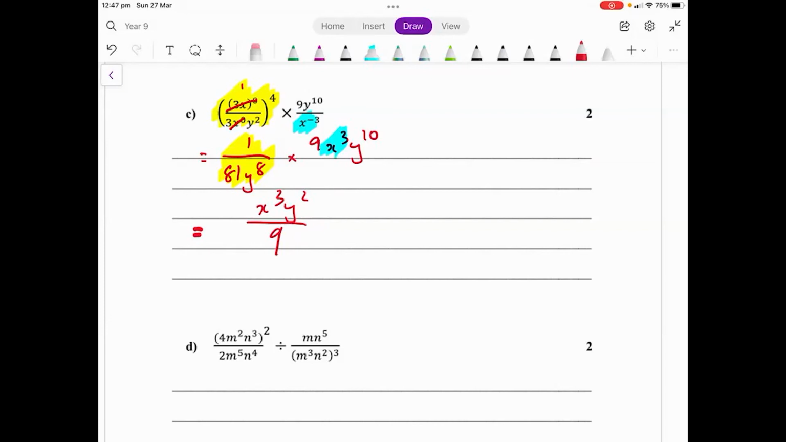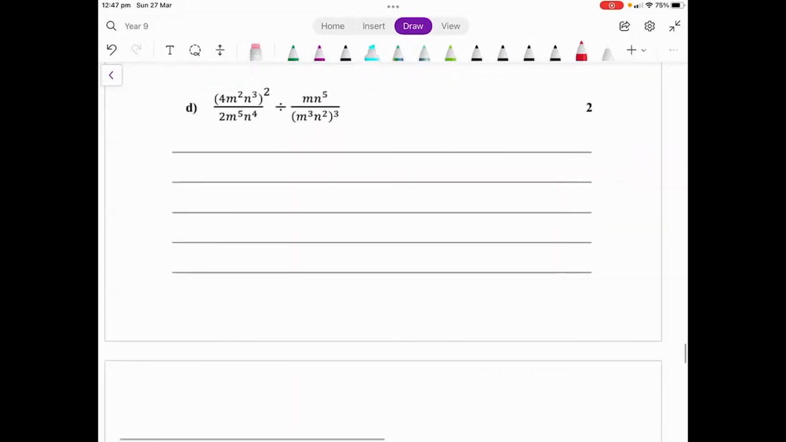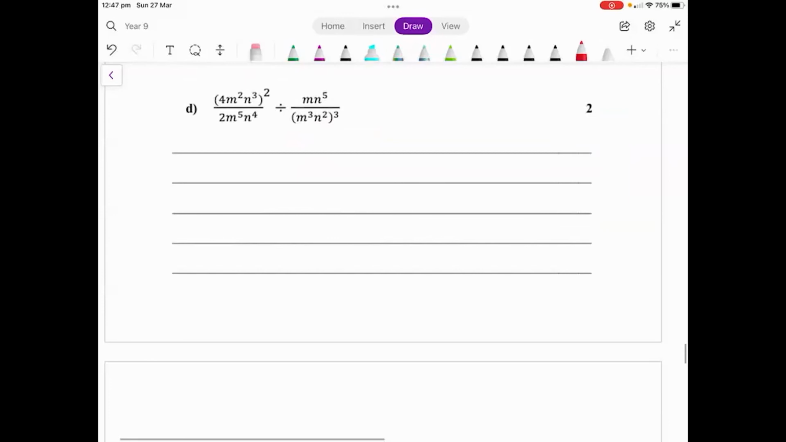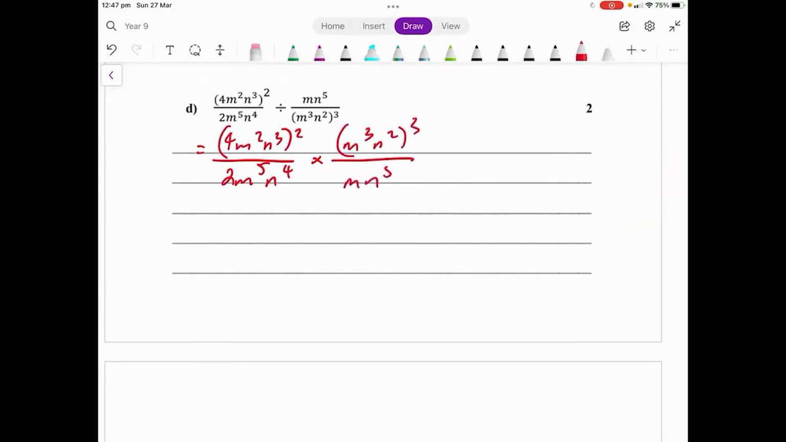Question D, we're going to use KCF. So I keep the first fraction, I change the division to a multiplication, and I flip the second fraction. I don't need to do anything else in that first step. For my second step, I'm going to expand these brackets. So 4 squared is 16, m squared all squared is m to the power of 4, and 3 times 2 for the n's becomes n to the power of 6.